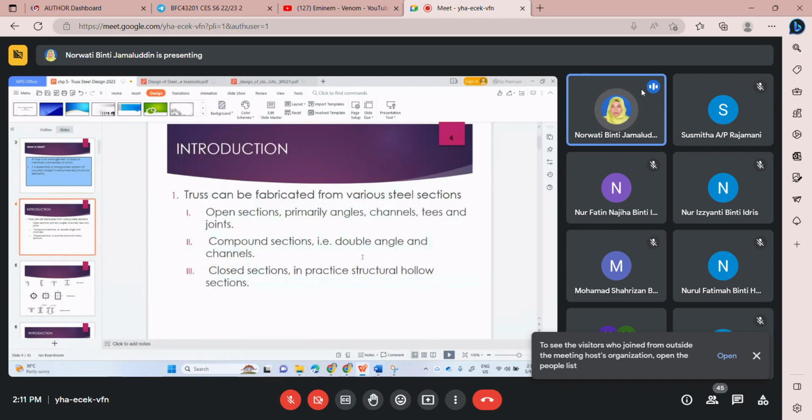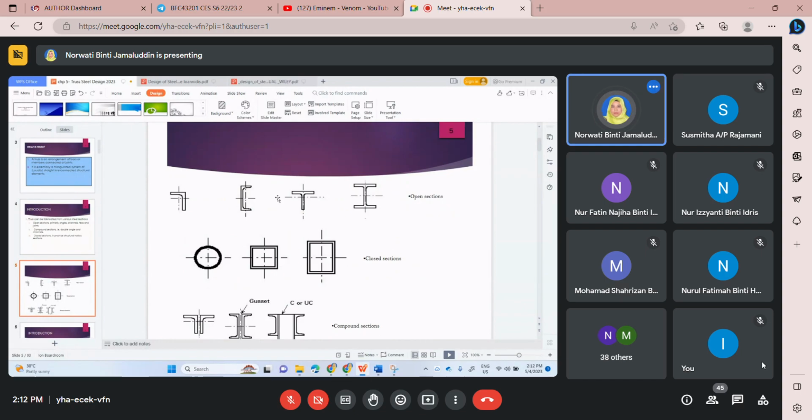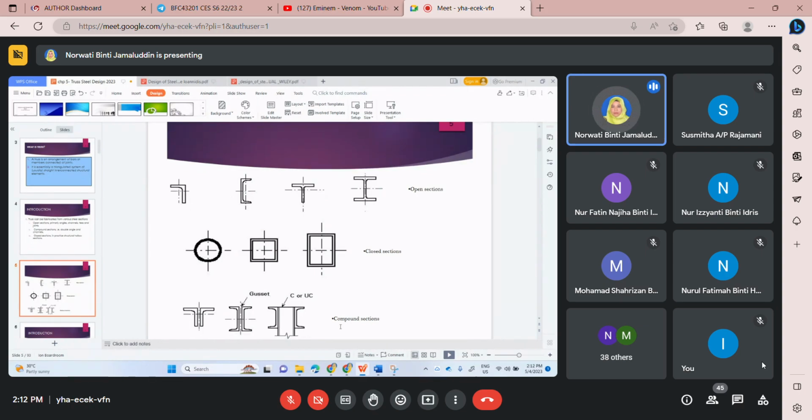Okay, a truss can be fabricated from various steel sections. You may have an open section for your truss member, a compound section, and a closed section. In practice, for closed sections, normally we use hollow sections. It is not a solid section like a bar. Normally we do not use bar. In practice we will use structural hollow section. So this is the example of an open section. This one is a closed section, and this is the compound section.